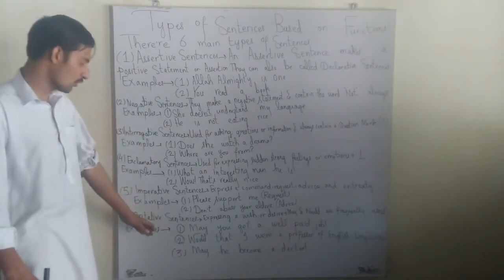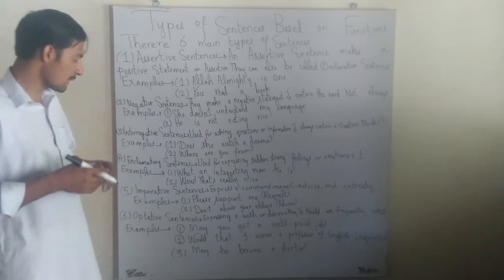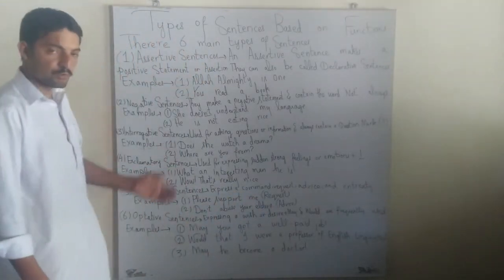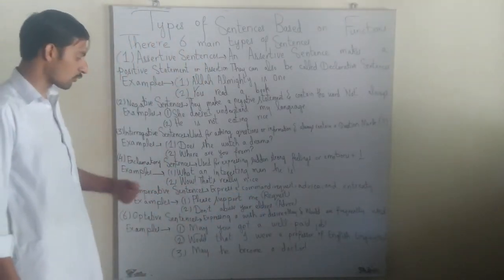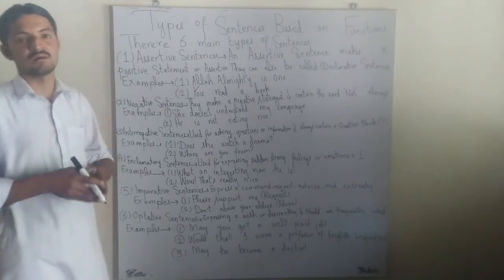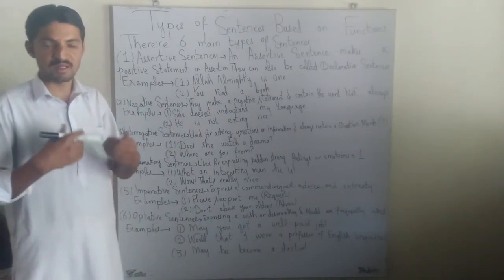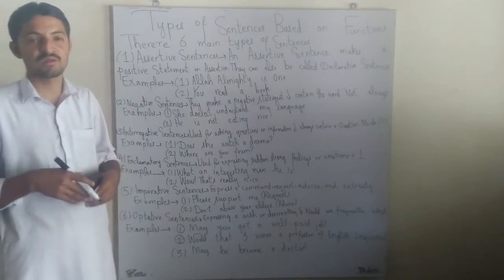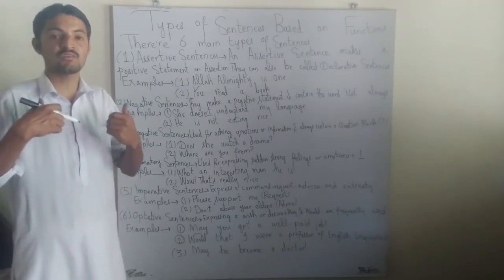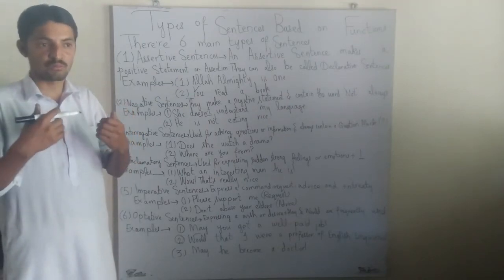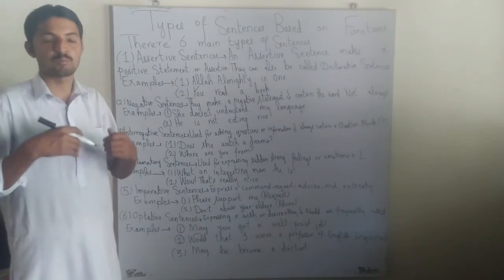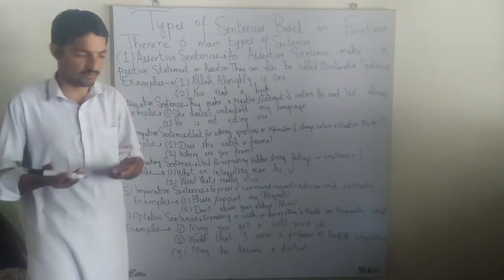Then we have optative sentences. Optative sentences are those sentences which are used for expressing a wish or desire. We use optative sentences to express our wish or desire. We use two words, namely would and may, in optative sentences. Would and may are the most commonly used words in optative sentences. Once again, I'm going to stress that these are the sentences used to express a wish or desire. You can pray for someone in optative sentences.